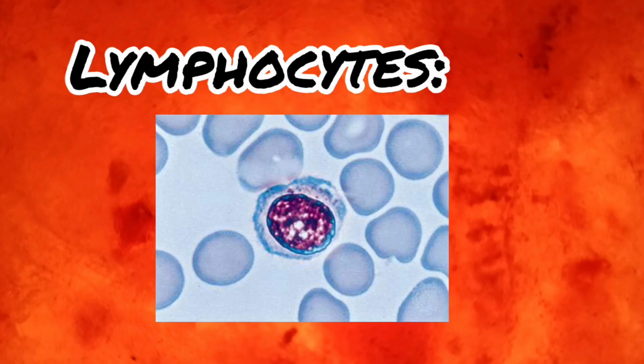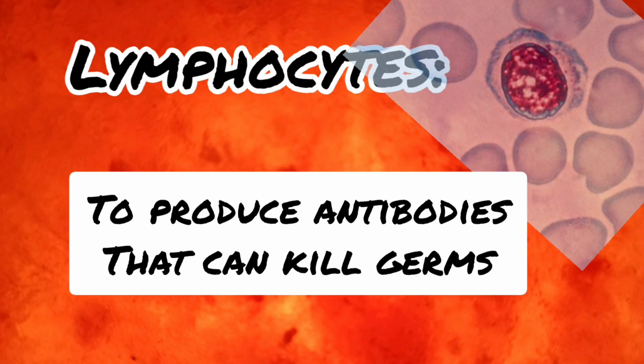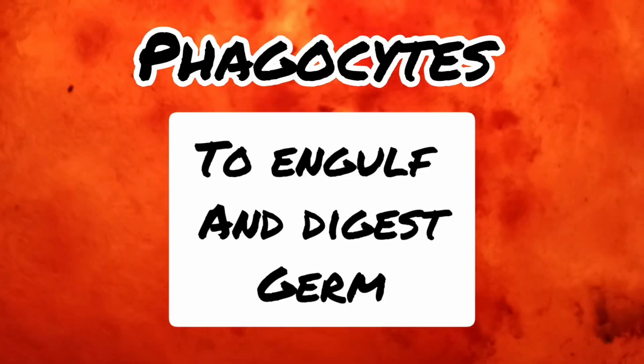What is the function of lymphocyte? The function of lymphocytes is to produce antibodies that can kill germs. What is the function of phagocyte? The function of phagocyte is to engulf and digest germs.